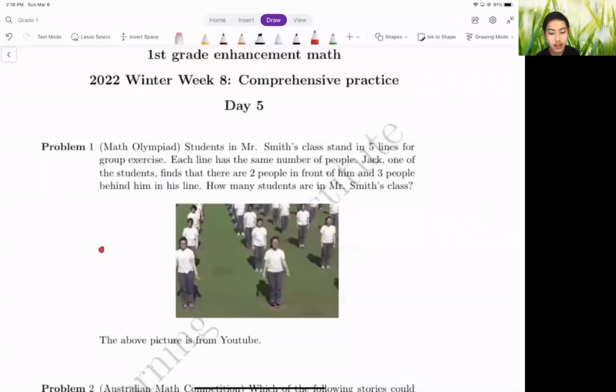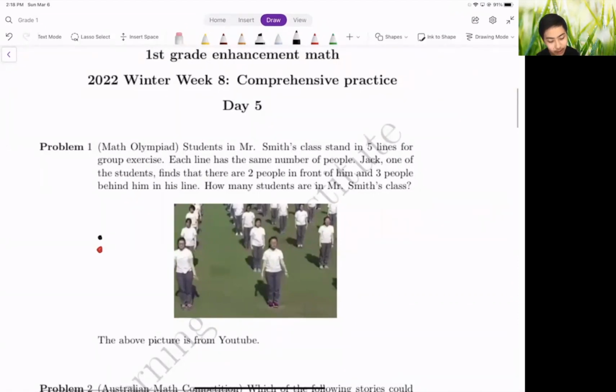And it says that, let's pretend that the top is behind. So it says that there are 3 people behind him in this line. So let's just pretend that the blacks represent 1 person behind him. So there are 3 people behind him. And there are also 2 people in front of him. So let's draw 2 black dots. And let's count these dots up.